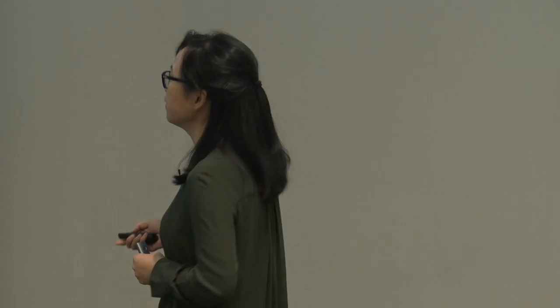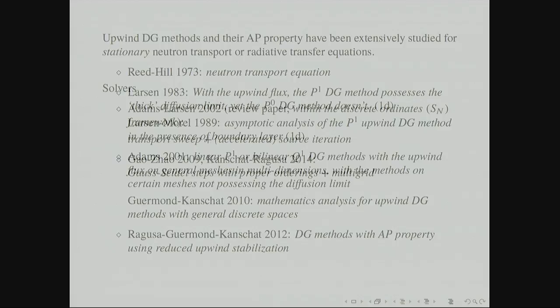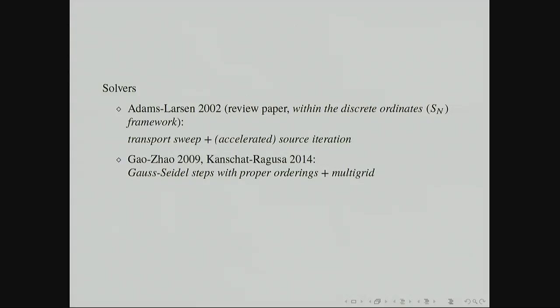For all the work I mentioned on this page, you're going to have a linear system to solve. So I want to mention a few works on the solver. There's one very nice review paper by Adams and Larsen. They reviewed the work from the 60s. There are a lot of solvers developed. This is not particular to DG, but the techniques are very relevant. For instance, the most fundamental technique involves transport sweep and source iteration, and also some accelerated techniques once you have a scattering dominant system.